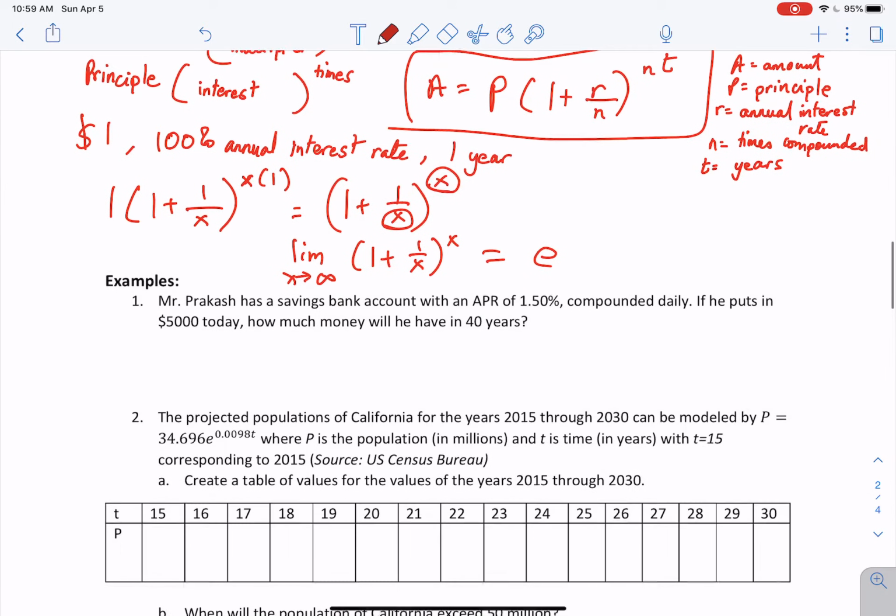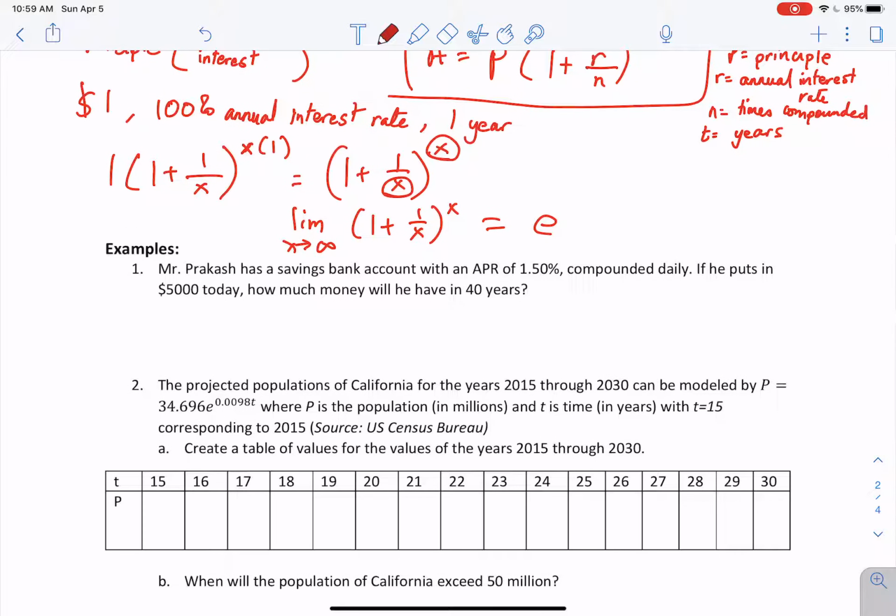So let's do some practice problems with this. The first one is looking at a bank account that has an interest rate of 1.5% annually. APR means annual percentage rate. Compounded daily. If I put in $5,000 today, how much money will I have in 40 years? So I want to just pick out all the information from this. My principal is $5,000. My interest rate is 1.5%, so that's 0.015. My time is 40 years.